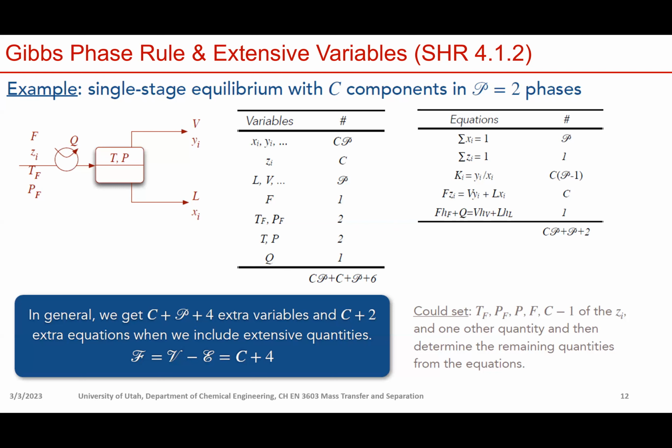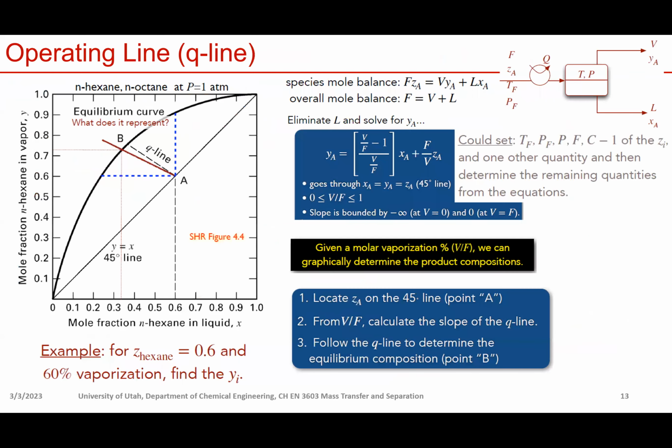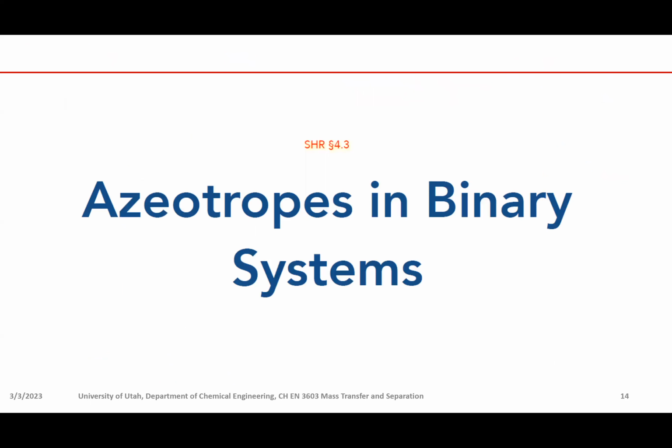That is to say, now we have two curves, and the crossing of those two curves gives us a composition that will automatically satisfy the equilibrium condition, K equals Y over X, as well as the mole balance, right? So that's why this point gives us the solution. Questions?